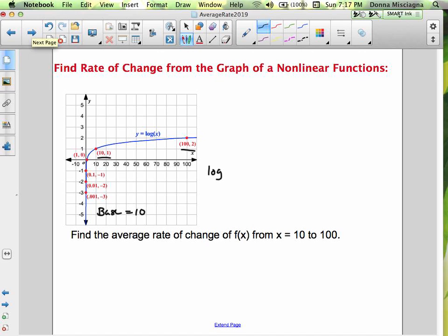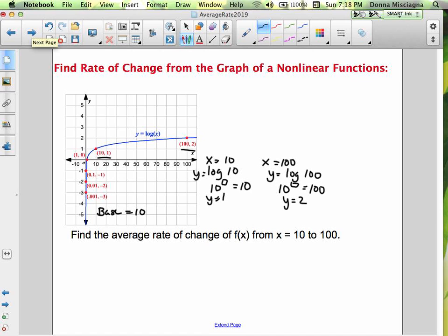If x is 10, then y equals log of 10. That just means, what power do you have to raise 10 to get 10? Well, then y would be 1, because 10 to the first power is 10. And then if x is 100, then y equals log of 100. That's saying 10 to what power is 100? That means y would have to be 2, because we know 10 squared is 100.